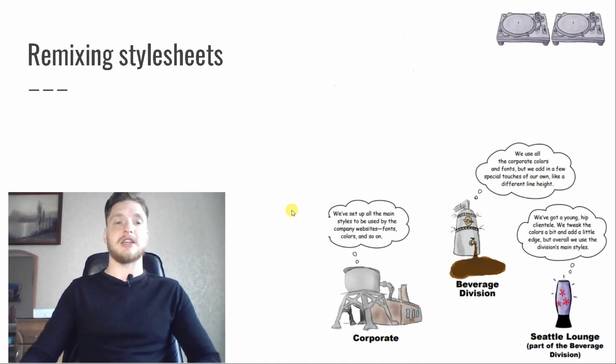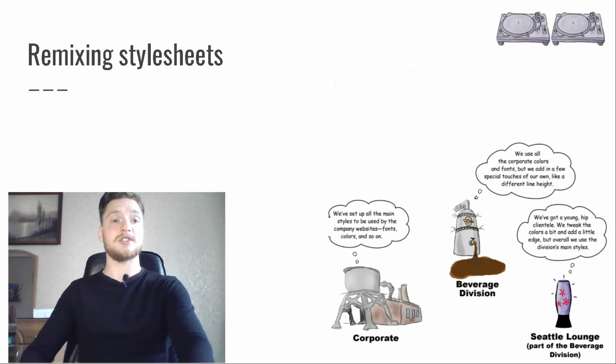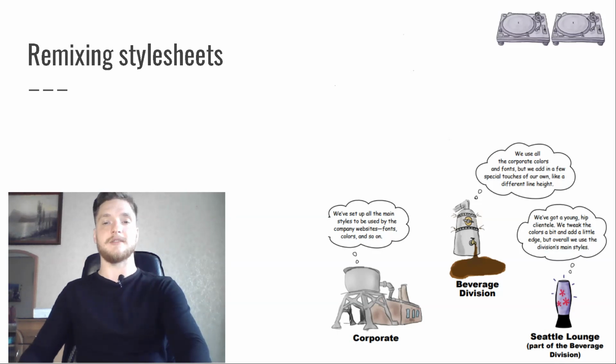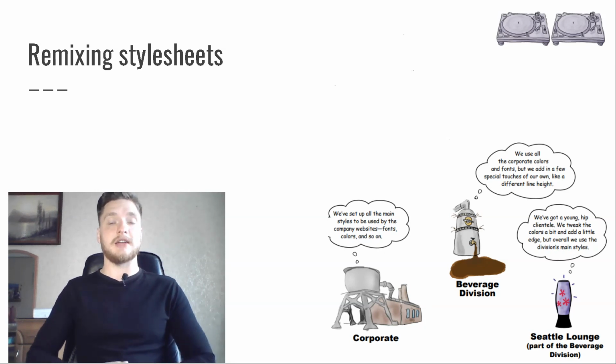Corporate: we've set up all the main styles to be used by the company website, fonts, colors and so on. Beverage division: we use all the corporate colors and fonts, but we add a few special touches of our own, like a different line height. And the Long Text Cafe part of the beverage division: we've got a young, hip clientele. We tweak the colors a bit and add a little edge, but overall, we use the division main styles.